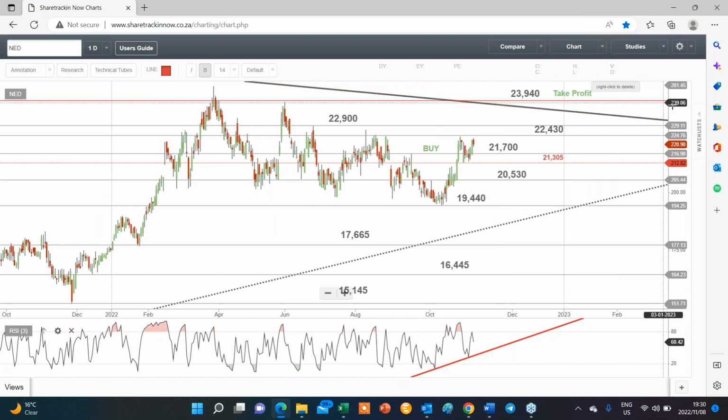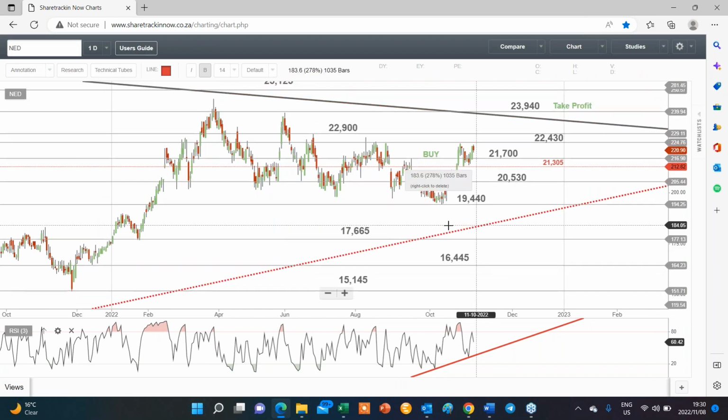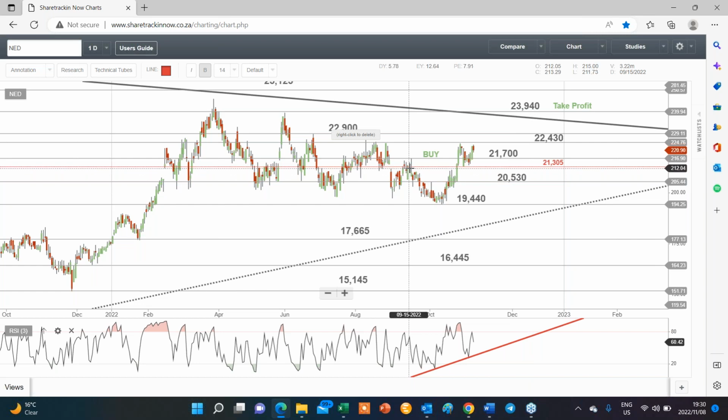Netbank. The buying level there was at 217, because it's negated this falling top formation. It's a falling top, falling top, falling top, falling top, falling top. So it's negated that, and 217 becomes a buy level. It's now headed to the next resistance, which is at 224.30. Once it trades through there, we can see it go to 229 and then to the resistance trend line or the 239.40 mark, which is your take profit level.